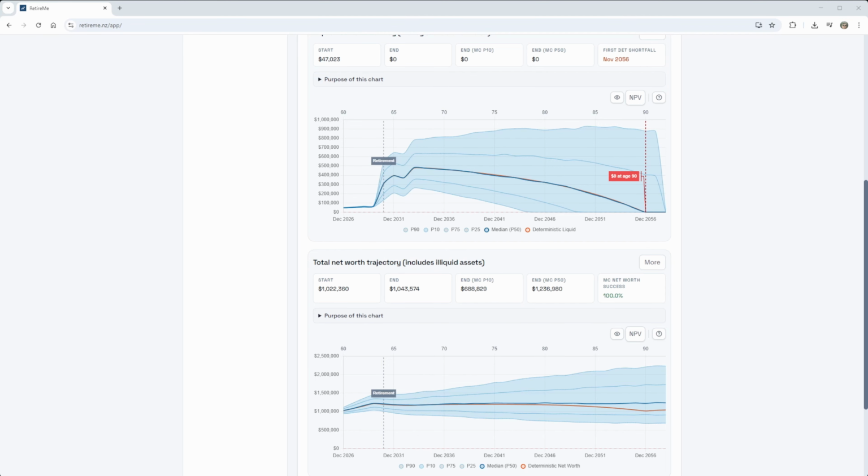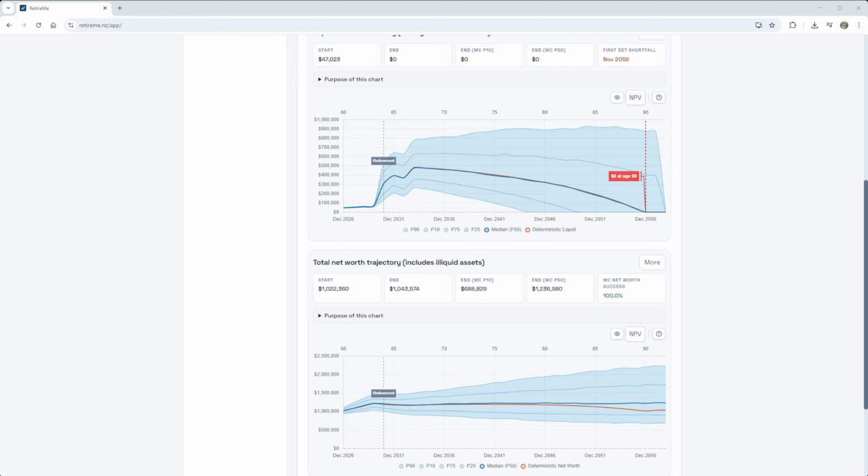When planning retirement, one of the biggest challenges is obviously uncertainty. That's why we have a model. Markets go up, markets go down, inflation changes, and life rarely follows a perfectly predictable path. So instead of assuming a single future, RetireMe uses these Monte Carlo simulations. It allows us to test the retirement plan against thousands of possible futures.